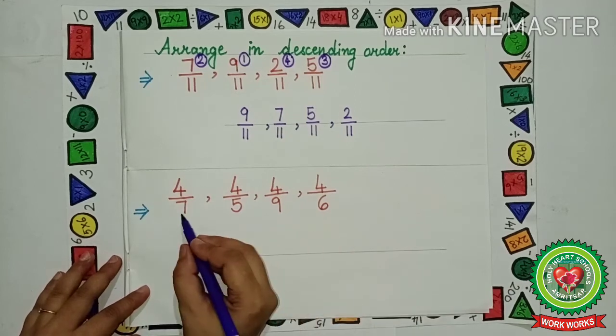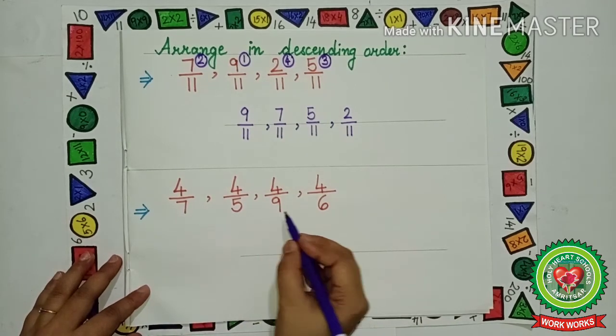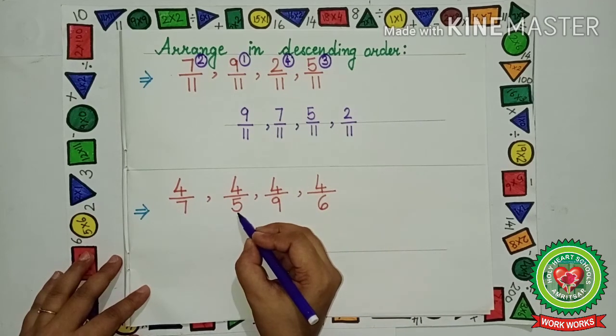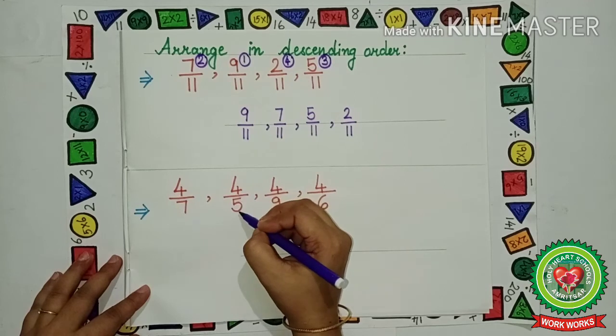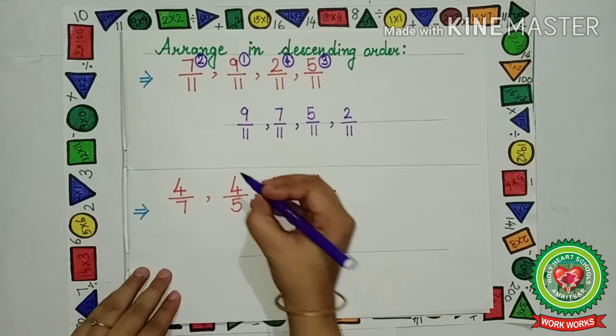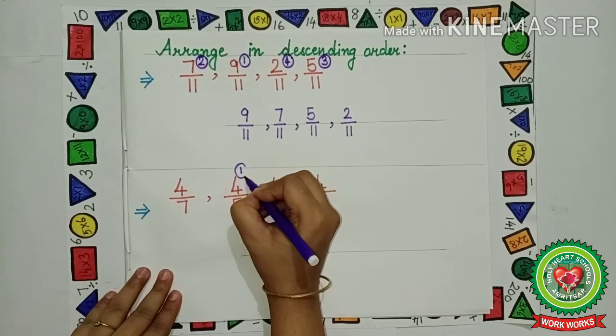Let us see. 7, 5, 9, 6. Which is the smallest one? That is 5. That means 4 upon 5 will be the biggest in the descending order. So let us write 1 over here.